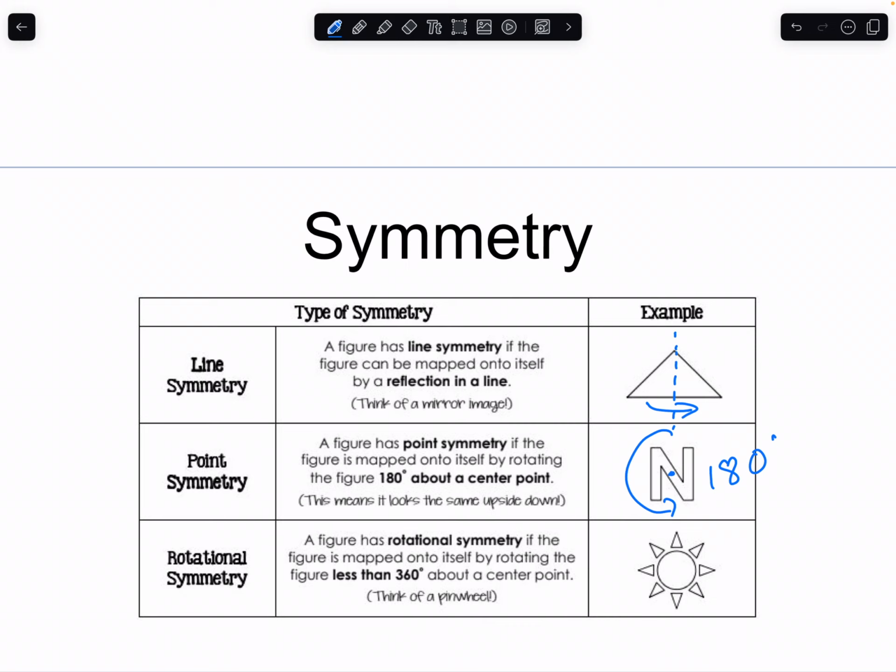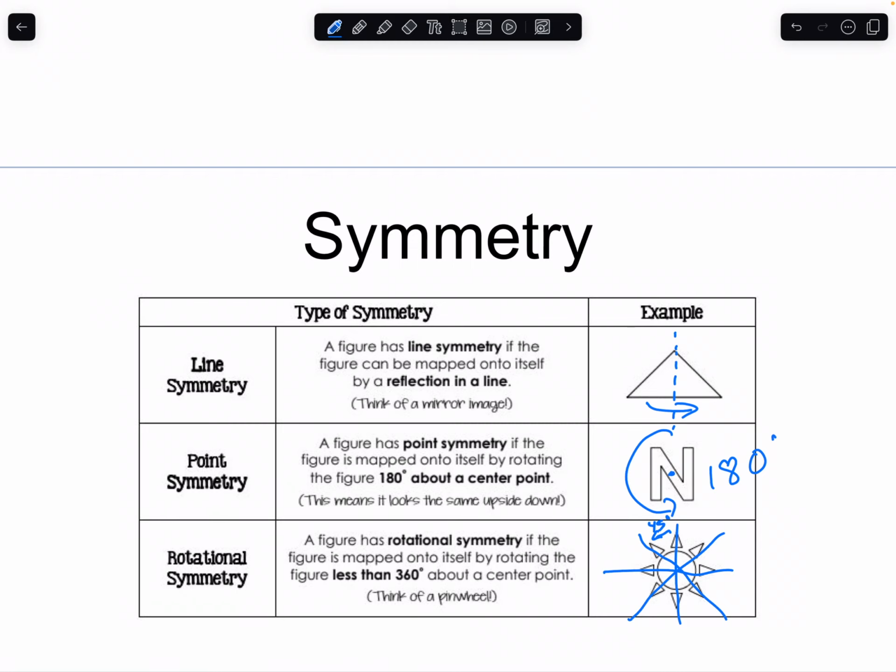Rotational symmetry happens when I can rotate about at any degree, including 180. So can I rotate it at 60 degrees, 40 degrees, any degree less than 360 to get the exact same image? And as you can see here, if I draw all these symmetrical lines that I have, this is going to rotate every 45 degrees. So every 45 degrees, I get the exact same image. We call that rotational symmetry.